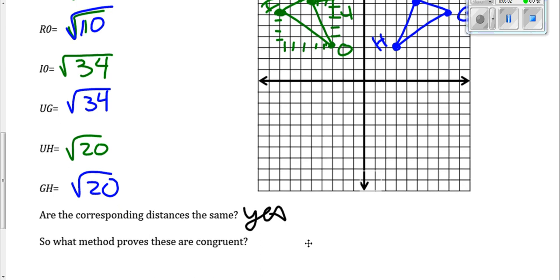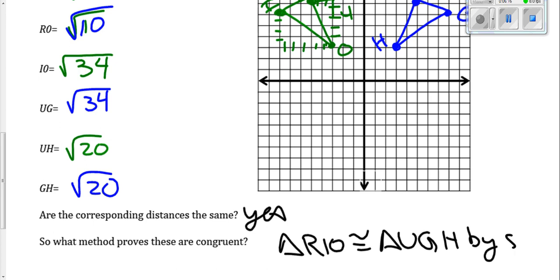So what does that tell us? Well, it tells us that triangle RIO, okay, once again, naming them in the same order, triangle RIO, is congruent to triangle UGH by our side, side, side theorem. Okay, so finding those sides congruent. All right, let's move on.